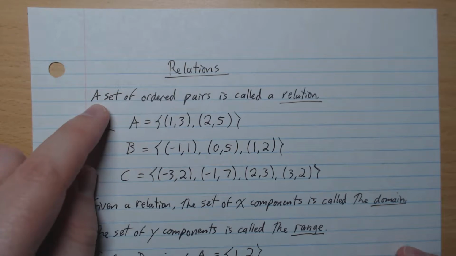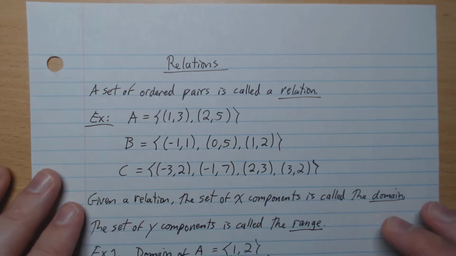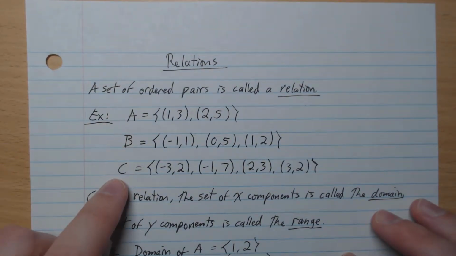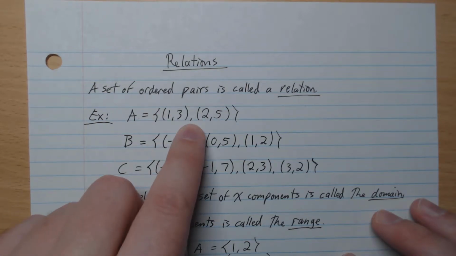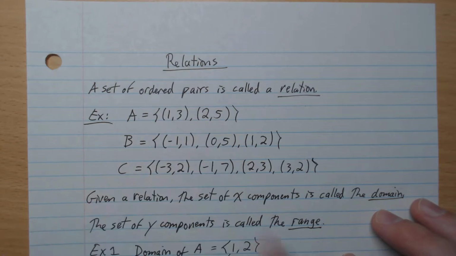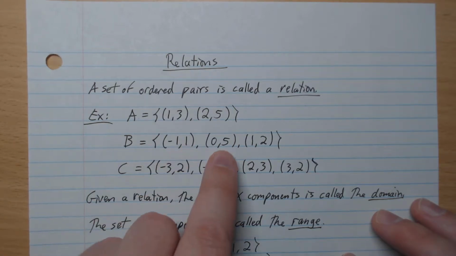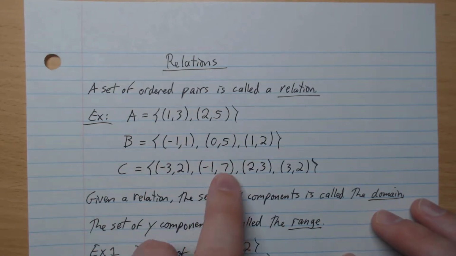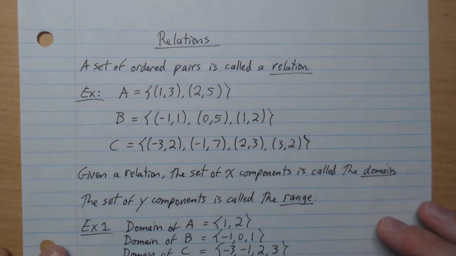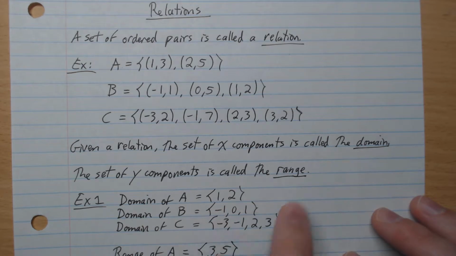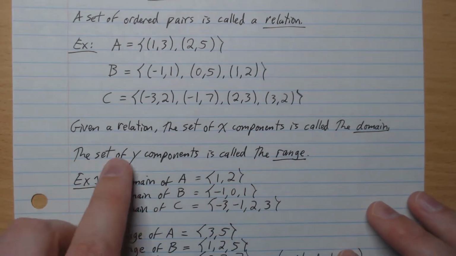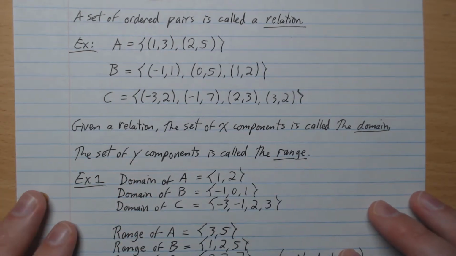And so a set of ordered pairs is called a relation. So here's example ABC. We have a set of the first ordered pair (1, 3), comma, the next pair (2, 5), like that. And so we have 3 ordered pairs here and 4 ordered pairs here. And so given a relation, the set of X components is called the domain. And then the set of Y components is called the range.